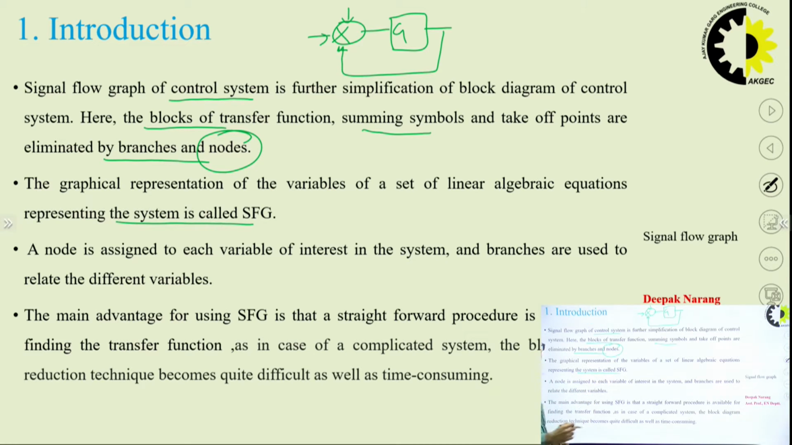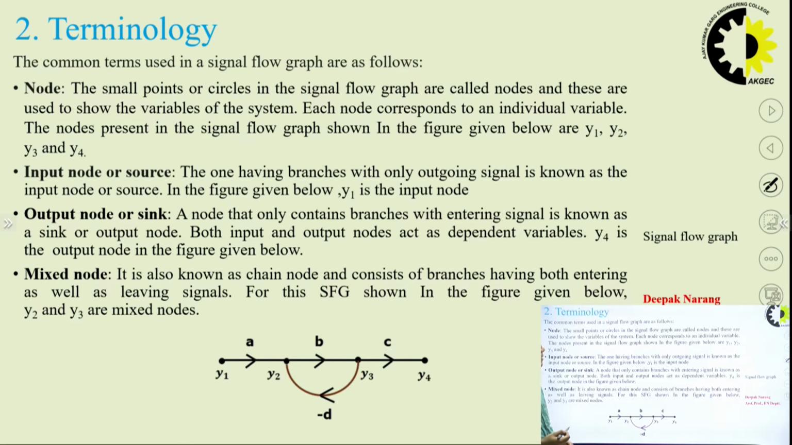Second, it is a graphical representation of variables of a set of linear algebraic equation representing the system is called SFG. So how can we define SFG? It is basically the graphical representation of all the variables which are coming through the linear algebraic equations of a system. A node is assigned to each variable of interest in the system, and branches are used to relate the different variables. And the main advantage of using SFG is that it is a straightforward procedure which is available for finding the transfer function in the complicated signal. That is why we prefer this SFG over the block reduction technique.